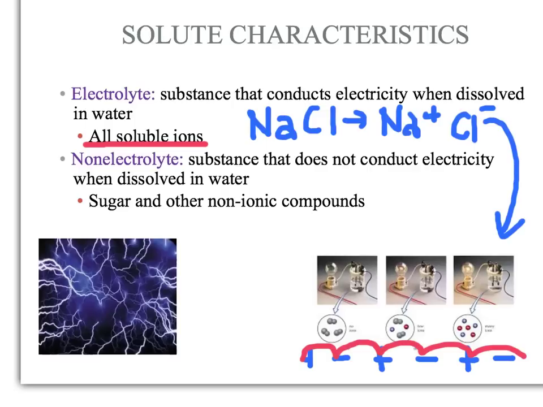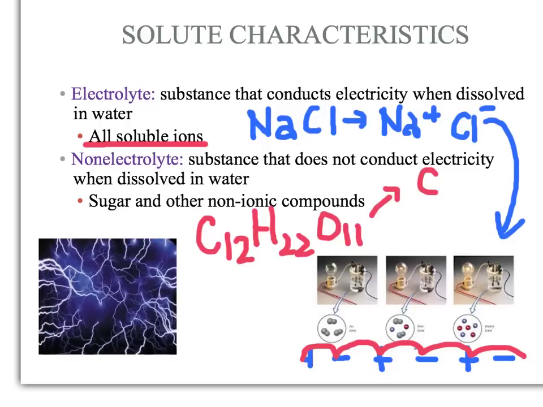There are many solutes that do not conduct electricity. These are primarily non-ionic compounds, things like sugar. Let's use table sugar as an example. So with table sugar, when it breaks down, it also breaks down into component parts. You get some carbons, you get some hydrogens, you get some oxygens. But because these are covalently bonded, or they're held together in ways that do not require the transfer of electrons, there's no charge to these particles when they dissolve in water, and therefore they don't conduct electricity.